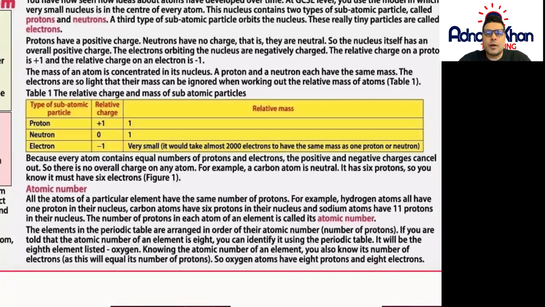The relative mass of a proton is 1. A neutron is also 1. But an electron is very small. It will take almost 2,000 electrons to have the same mass as 1 proton or 1 neutron. And that's why we label its relative mass as very small.